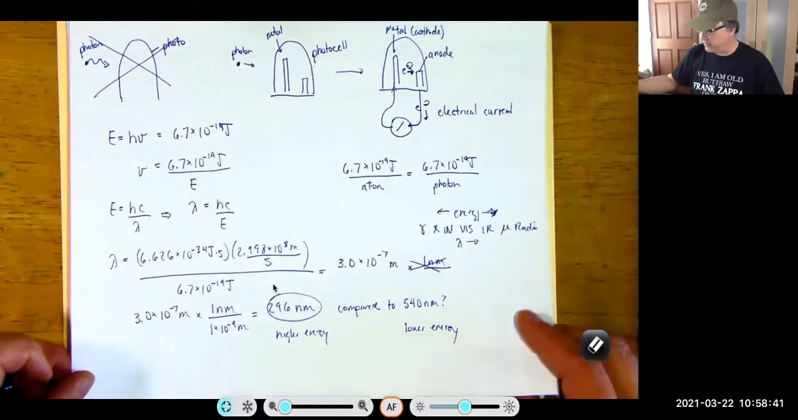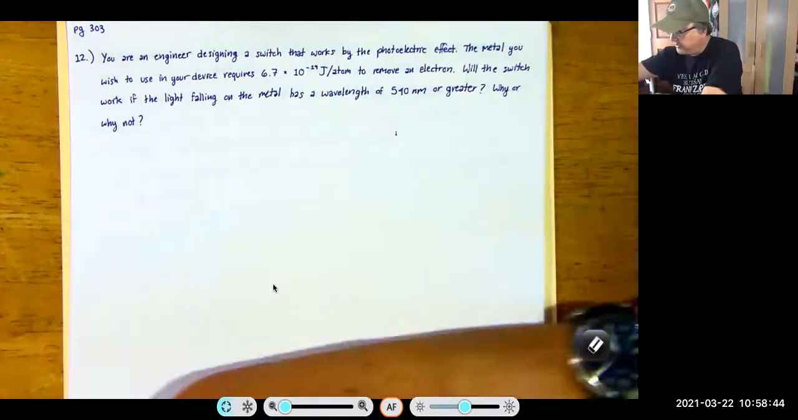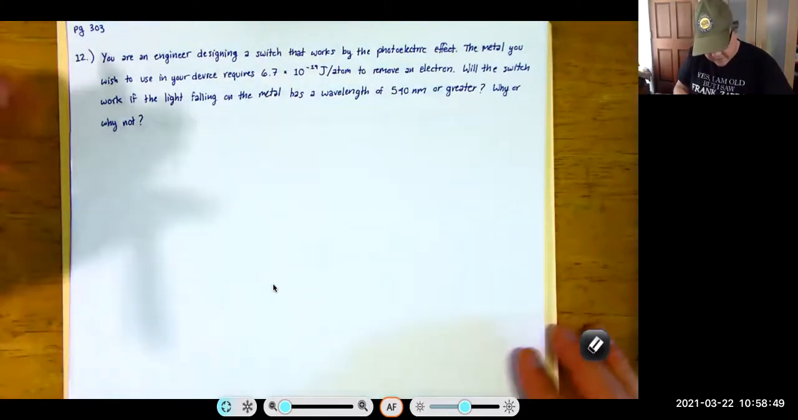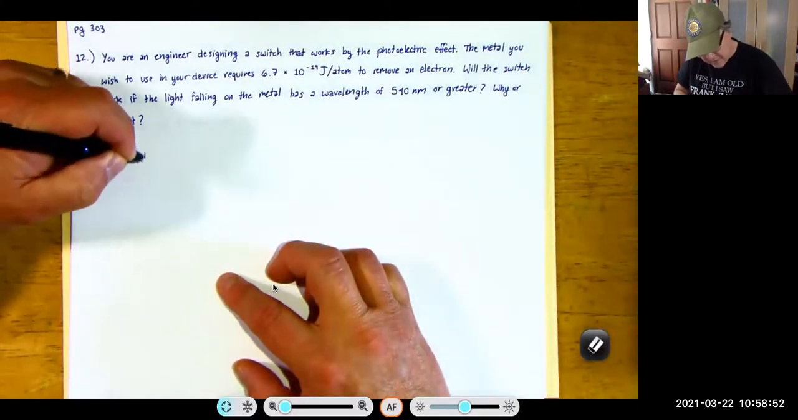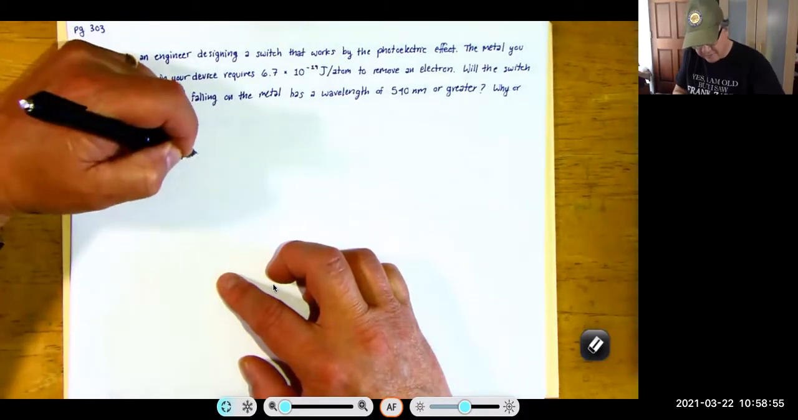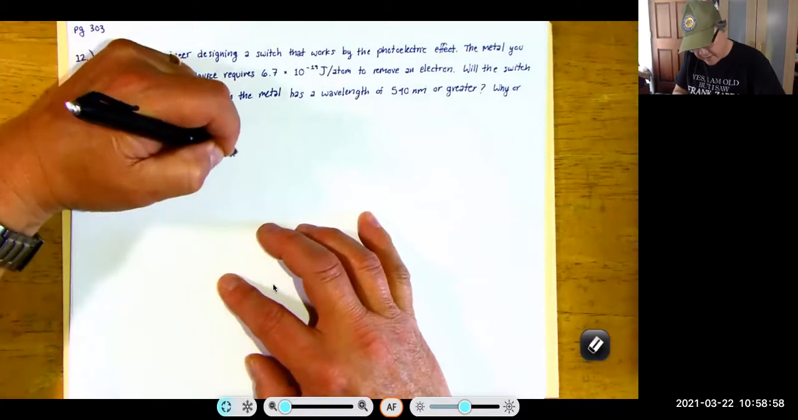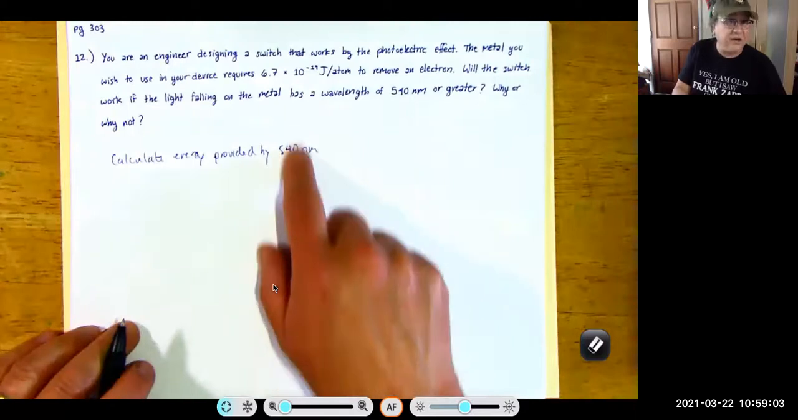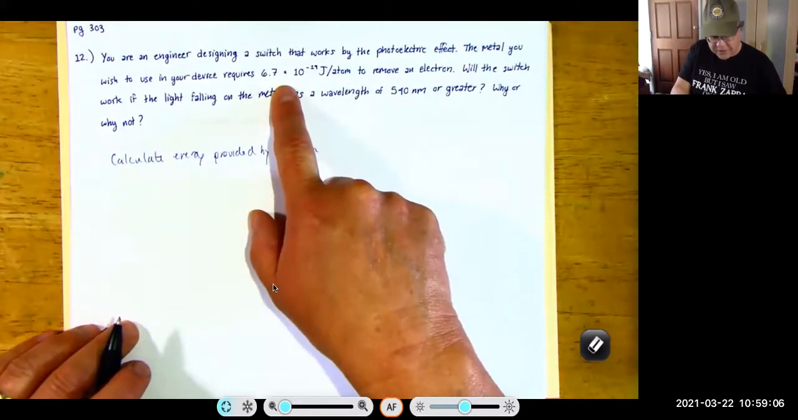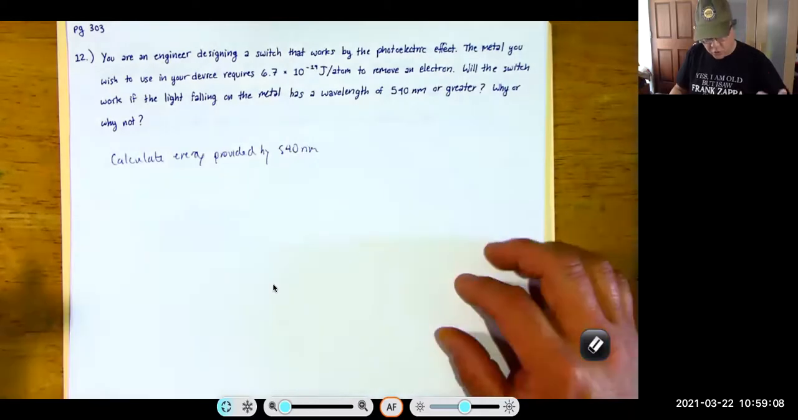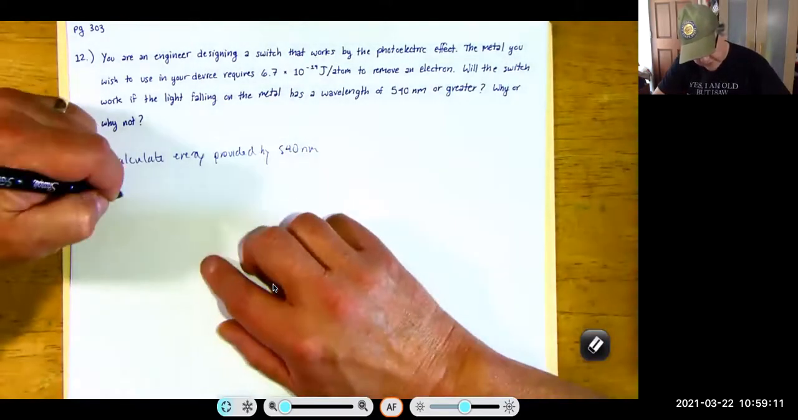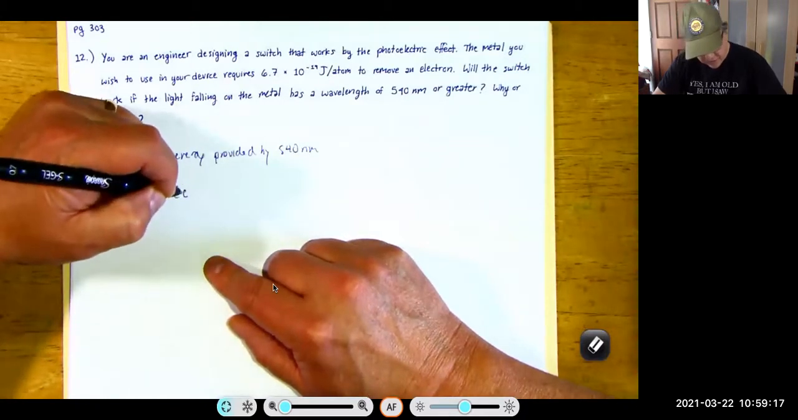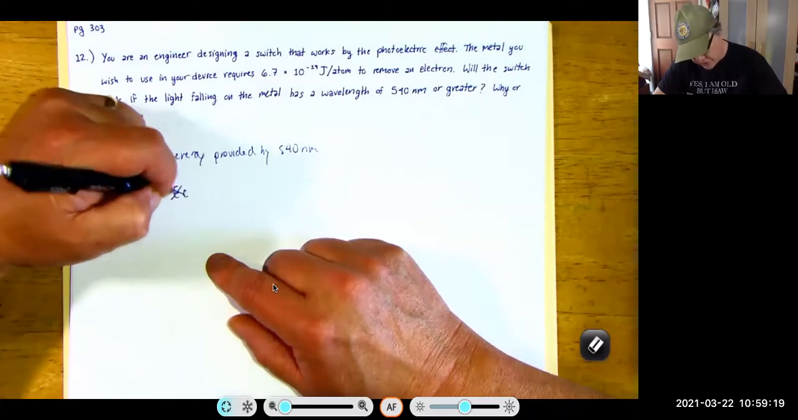So what's another way to try and do this one? Well, let me show you. What we're going to do here instead is calculate the energy provided by 540 nanometers and see if that energy is enough to turn on the light. So it's got to be 6.7 times 10 to the minus 19 joules or greater. So here we get E equals h nu, which is equal to hc over lambda.